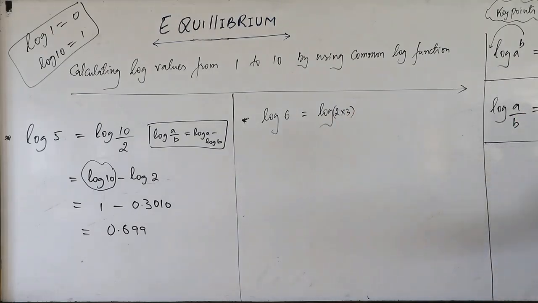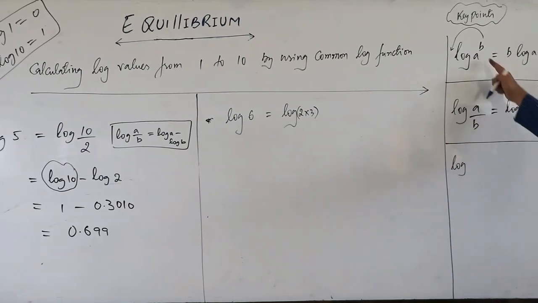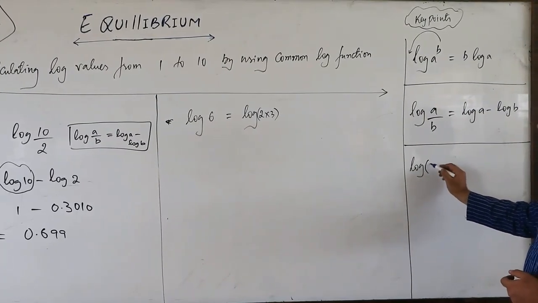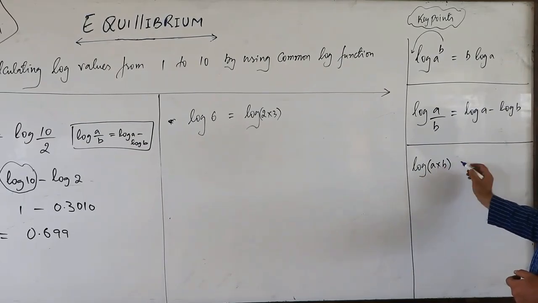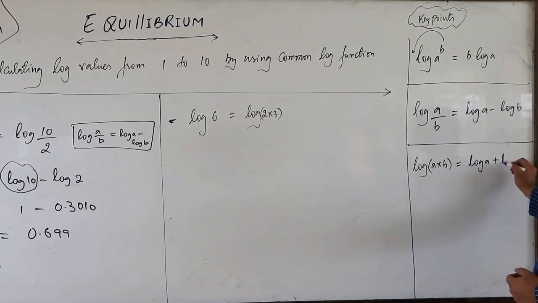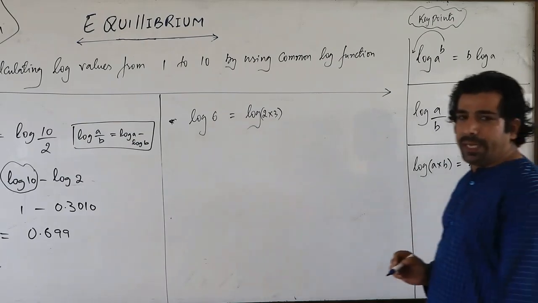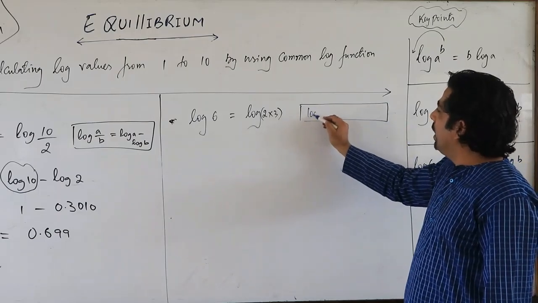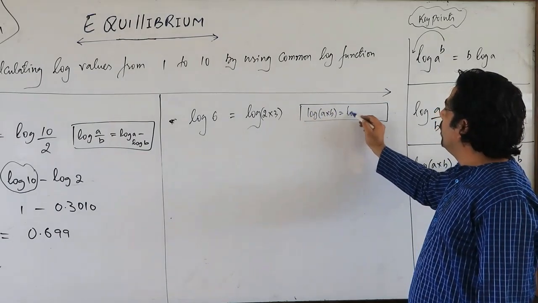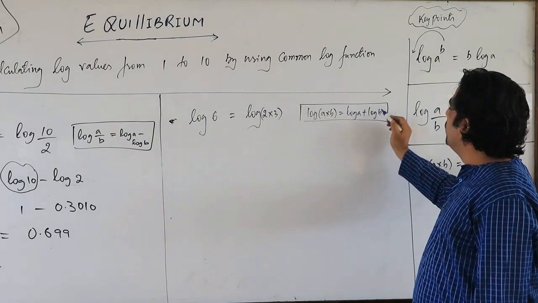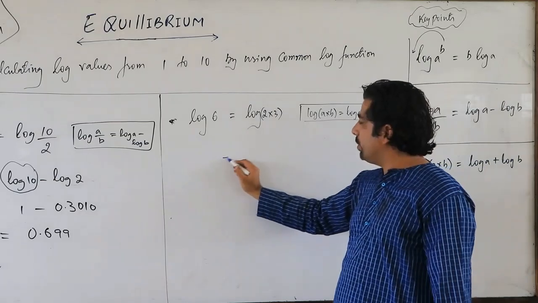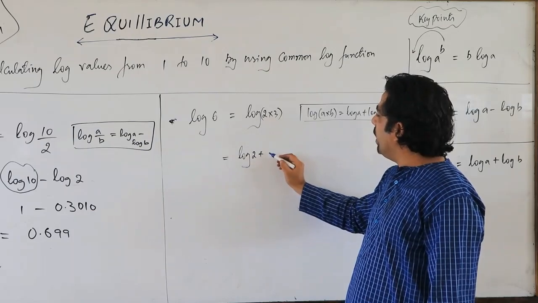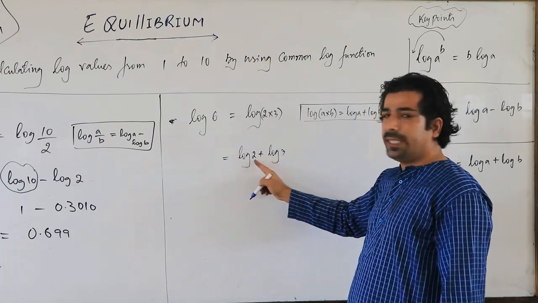Now what is another expression you should remember? This was the exponential one, this was the division term, and now I am using the multiplication term. Log a into b is equal to log a plus log b. So this expression will be used here. Who is a? 2. Who is b? 3. So log a plus log b.